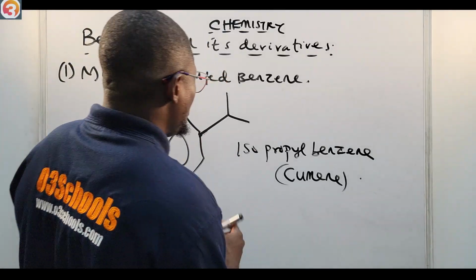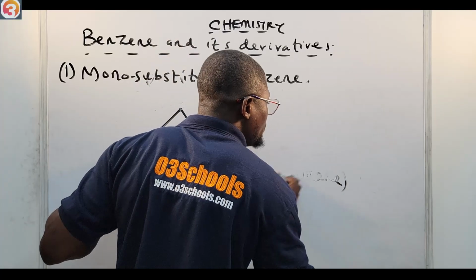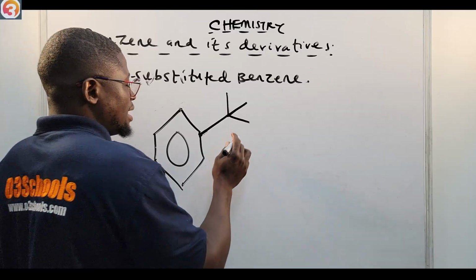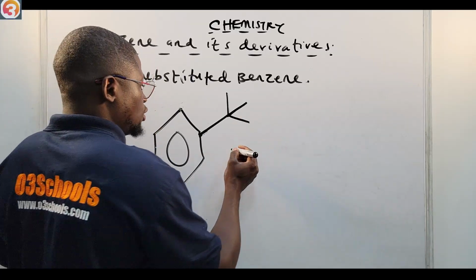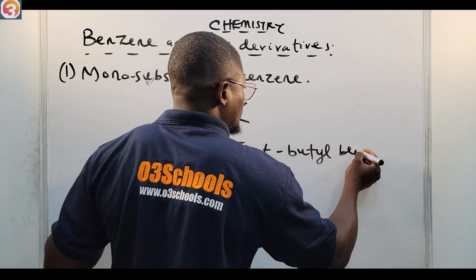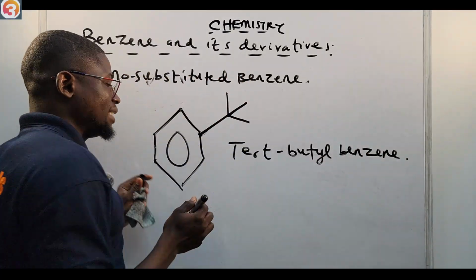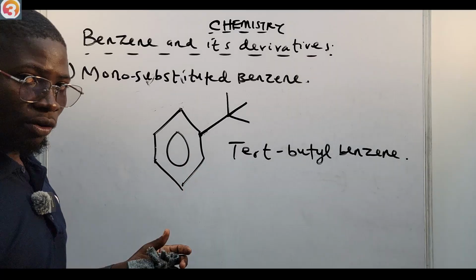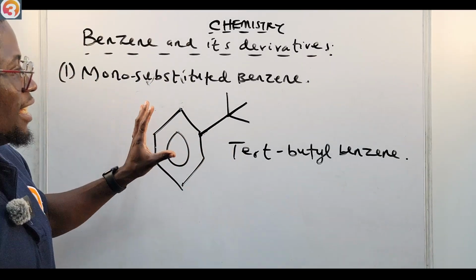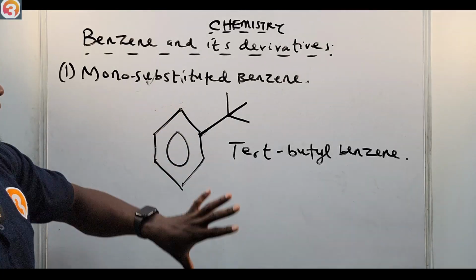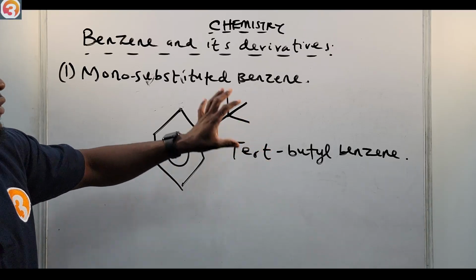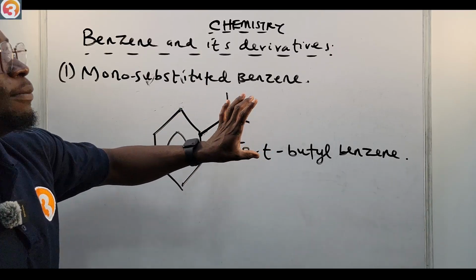Let's say what if it is not an isopropyl group? Let's say it's an isobutyl group. Let's now add this one to it. So this one is called either isobutyl benzene or tert-butyl benzene. This tert, 4, shows that there are 4 carbon atoms. Tert-butyl benzene. So that is how we name them. If you have an isopropyl group, we call it isopropyl benzene. If you have an isobutyl group, we call it butyl benzene.